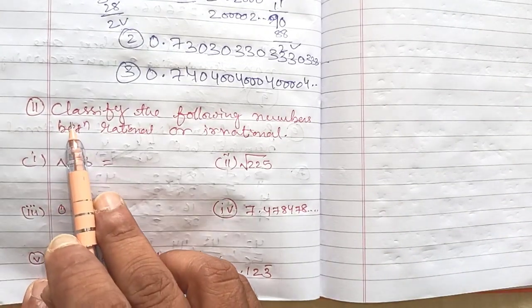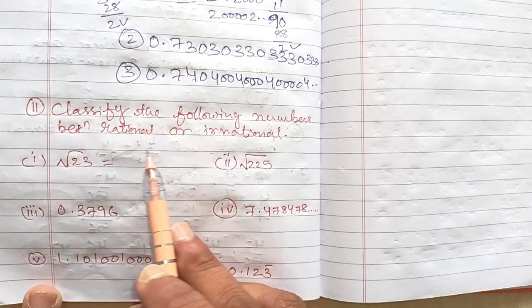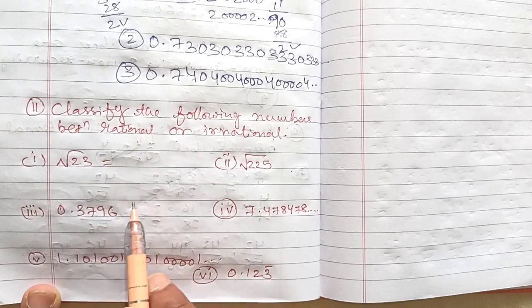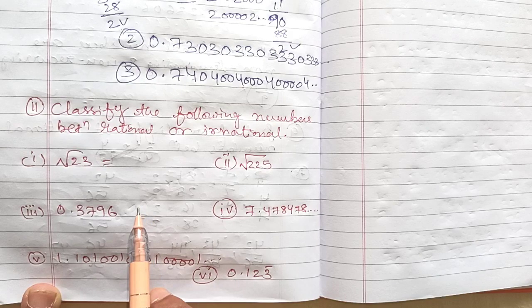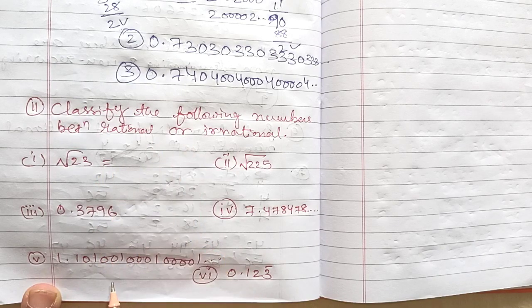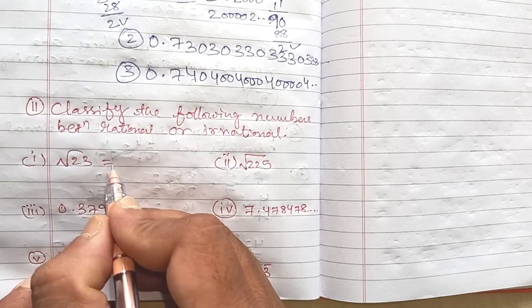Okay, in this question it is given: classify the following numbers as rational or irrational. A few bits are given where some kinds of numbers are listed. We have to classify which numbers are rational and which numbers are irrational. First of all, it is given root 23.